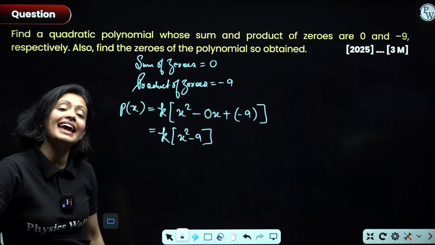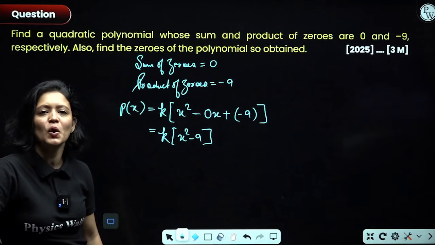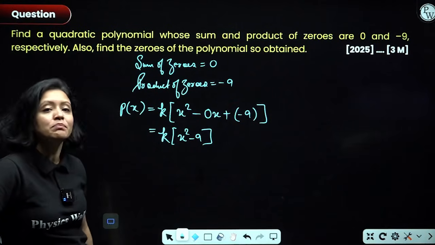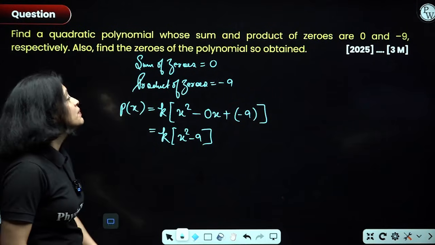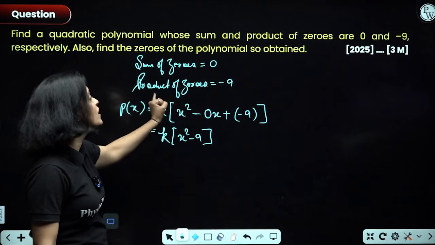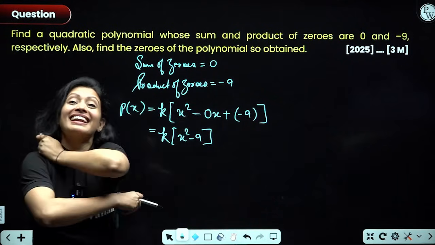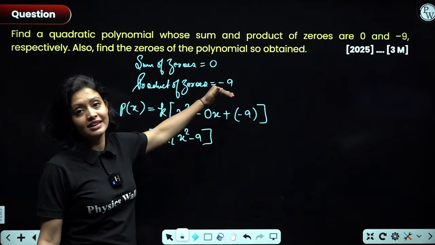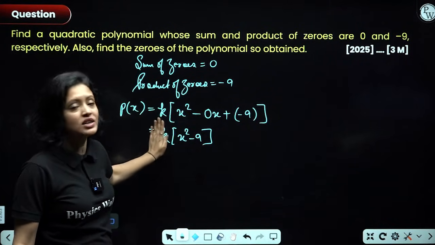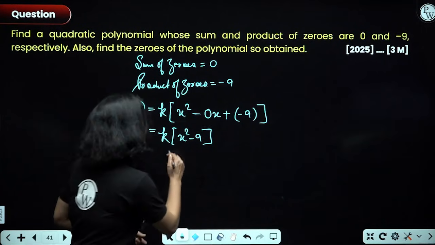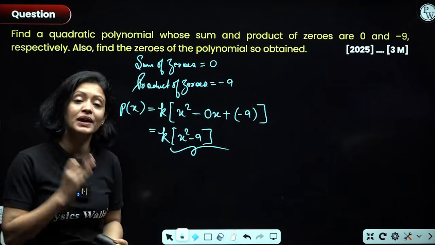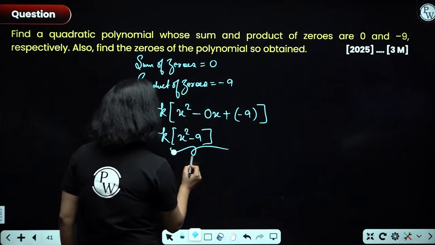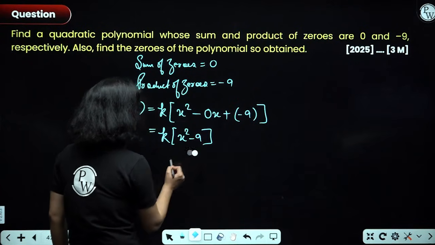Now here k can take any value, guys. You can take k as 1 or 2 or 3 or 4 or 5 or 1 by 2 or 6 by 8 or negative 100, anything, right? So that means that the polynomial whose sum of zeros is 0 and product of zeros is negative 9 is not unique. There are infinite such polynomials which can have sum of zeros as 0 and product of zeros as negative 9. Do you understand? That's why we put k here, because this k denotes that we can multiply this part with any constant and we'll keep getting polynomials that satisfy both of these. Understood?